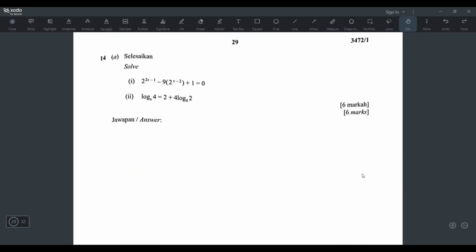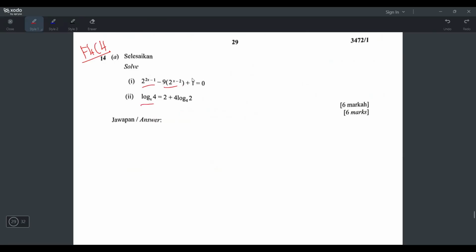Let's go, let's go. Solve. Okay, the first. Okay, this one is very obvious. From Form 4 chapter 4. Okay, how come I know so fast? Because I see log. I see something, power something. Yeah, I know already. This one is the index, surd, and logarithm chapter. Okay, first question. Let's go.